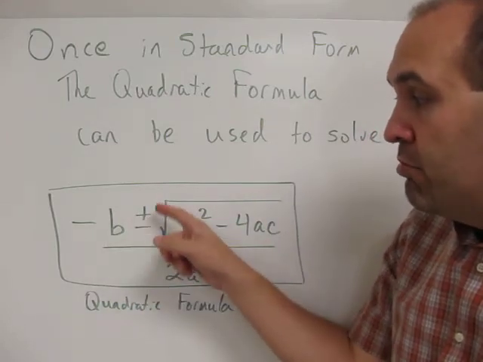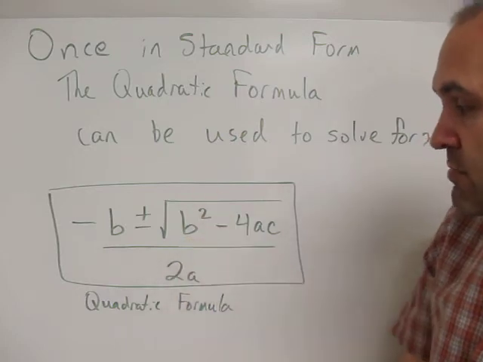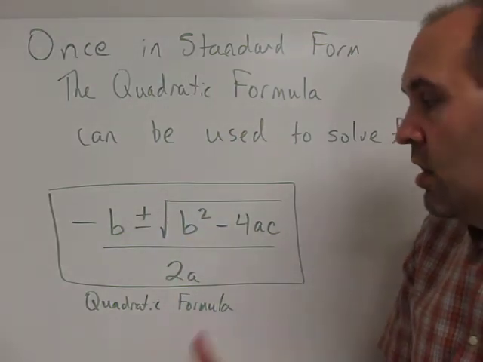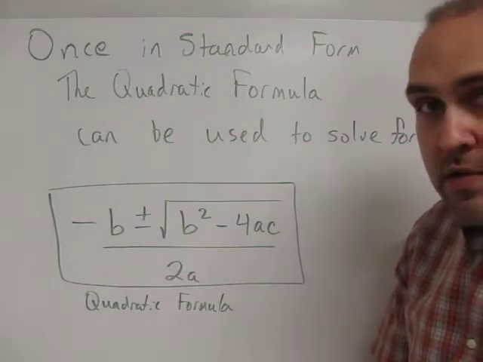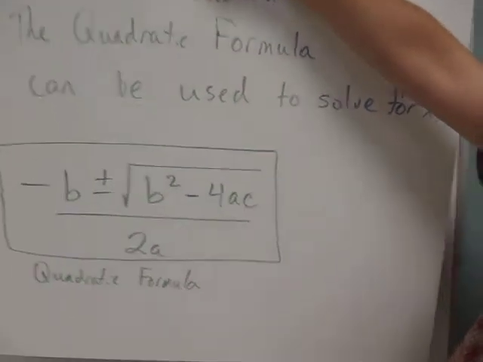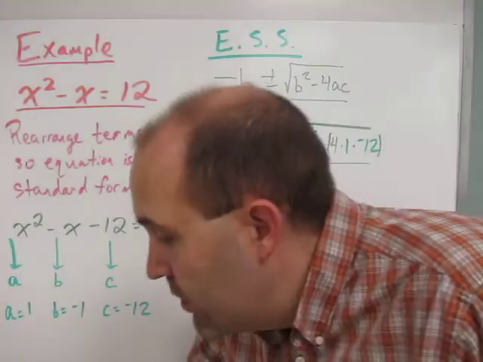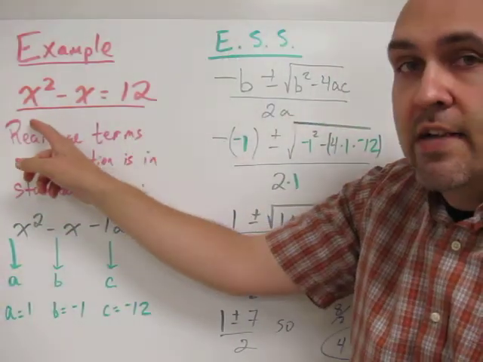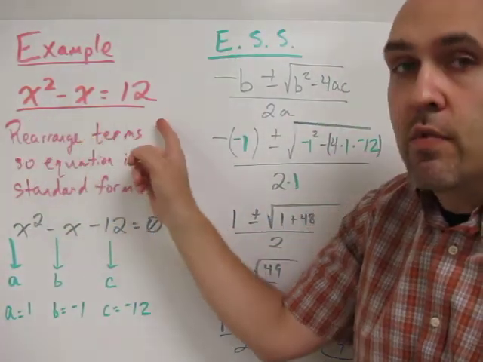So minus b plus or minus the square root of b squared minus 4 times a times c, all divided by twice a. That's called the quadratic formula. Let's use that in an example. Let's say we've got the quadratic equation x squared minus x equals 12.